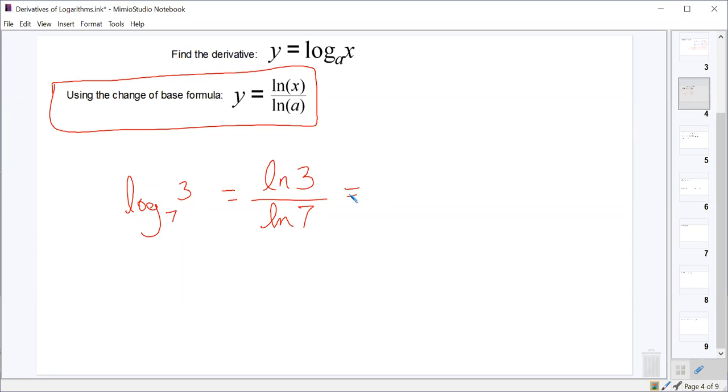So the natural log of 3 over the natural log of 7 should also be equivalent to log base 10. Normally we don't write the 10 if it's base 10. So log base 10 of 3 over log base 10 of 7. Or suppose I wanted it to be log base 2. That's the same as log base 2 of 3 over log base 2 of 7. Change it to log base 1000. It's the same. Log base 1000 of 3 over log base 1000 of 7. And this is the change of base formula for logarithms.